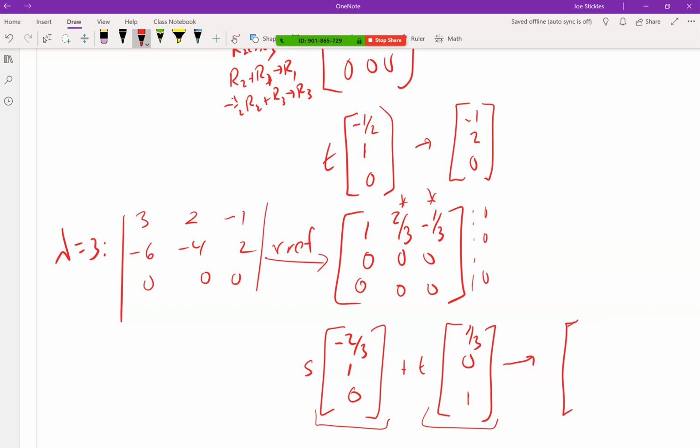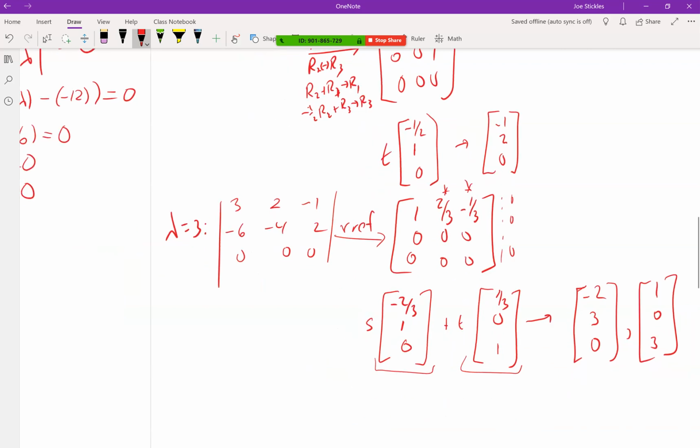Yep. So if I like to clear my fractions, one of the eigenvectors here would be negative 2, 3, 0 that I would use, and the other one would be 1, 0, 3. So now I have my 3 linearly independent eigenvectors. So you can choose your matrix then, P. I'll write that over here. Our matrix P that we're using to diagonalize will be negative 1, 2, 0, negative 2, 3, 0, 1, 0, 3.